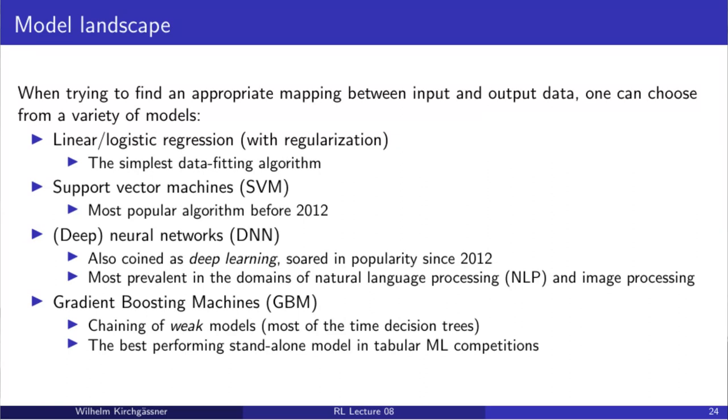And which is also worth noting are gradient boosting machines. Maybe you haven't heard of that so far, but this is actually a model that most of the time belongs to a winning solution in a machine learning competition. This is the combination of a lot of small decision trees that are combined with each other in such a way that the error is minimized.